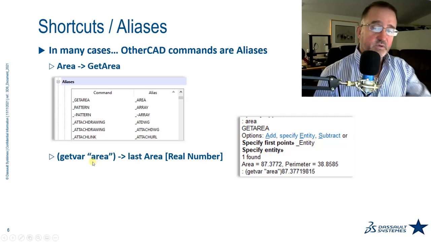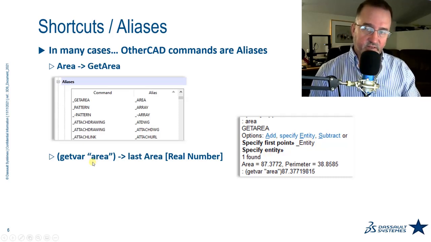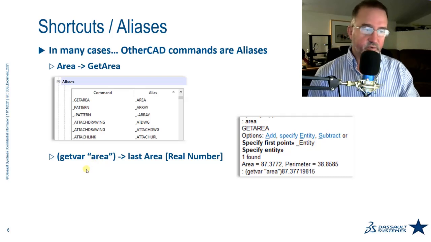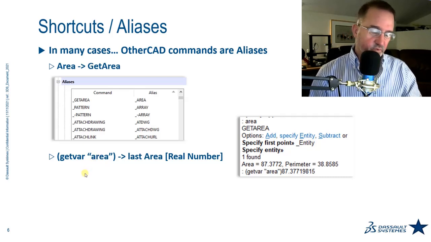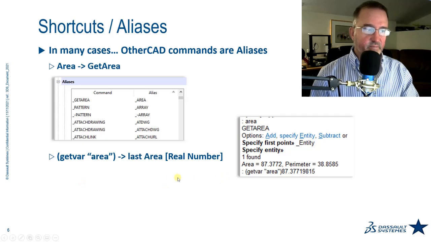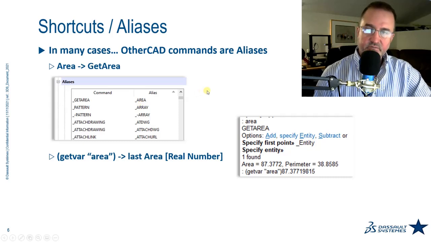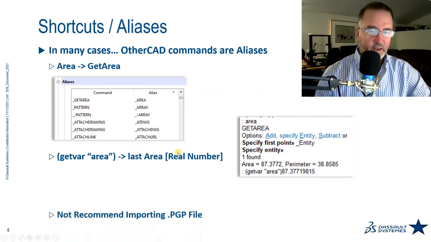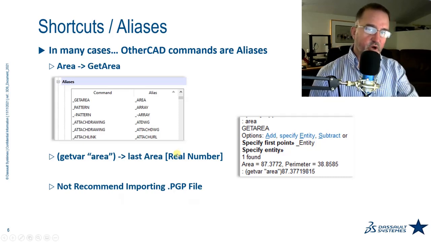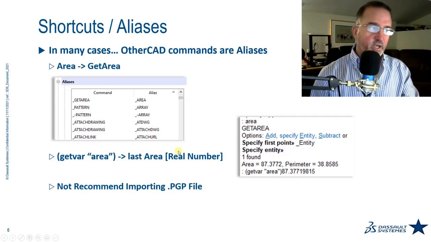Now, if I'm using a get var to get the system variable area, which is the last result that was run from the area command, and it's a real number that is the result of that, then you will see if I use get var area, that still works, and it's still a system variable in DraftSight, but the command is different. So just to be aware of it, if you try to import a PGP file and you're trying to create a shortcut for the command area, it actually has to do an alias of an alias.